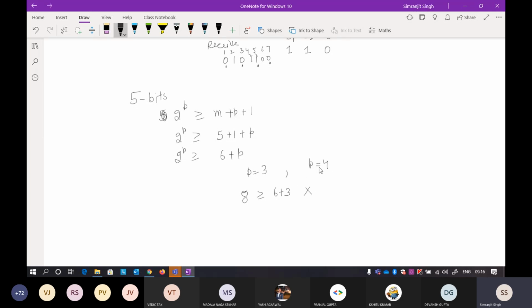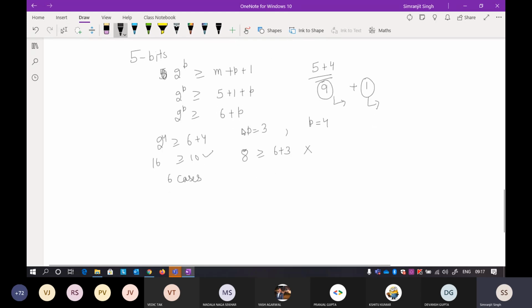Now I have to increase the parity bits to 4. So with 4 parity bits, 2 raised to power 4, that is 16, is greater than or equal to 6 plus 4, that is 10. Okay, so it means there will be 6 cases that we do not need. We need only 10 cases, because we are sending 5 plus 4 bits, that is 9 bits. There is a possibility of an error in any of these 9 bits, plus 1 possibility that there is no error. So actually there are 10 possibilities, but because of how p is set, you have a total of 16 cases, and I only use 10 cases out of 16.